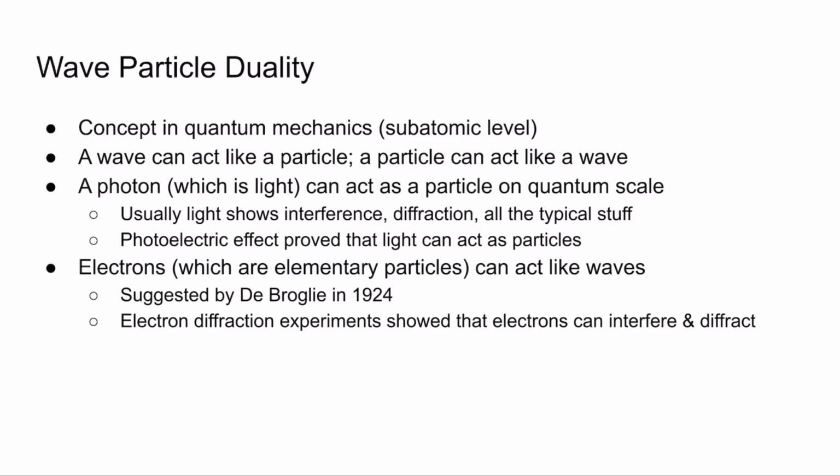So you should know that a photon is pretty much just light. It's supposed to act like a wave, but sometimes it acts like a particle, and we know this because the photoelectric effect proves that light can act as particles. Additionally, we know that electrons are elementary particles, right? But they can act like waves too. Electron diffraction experiments show that they can literally interfere and diffract just like waves do. So waves can act like particles, and particles can act like waves.